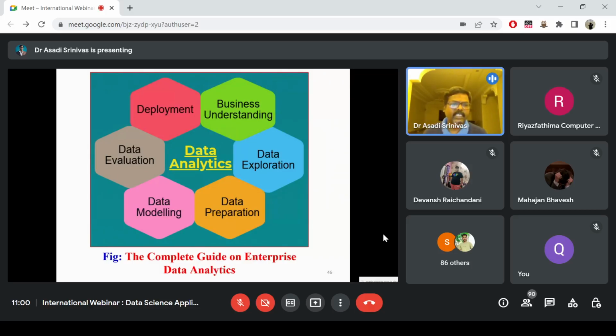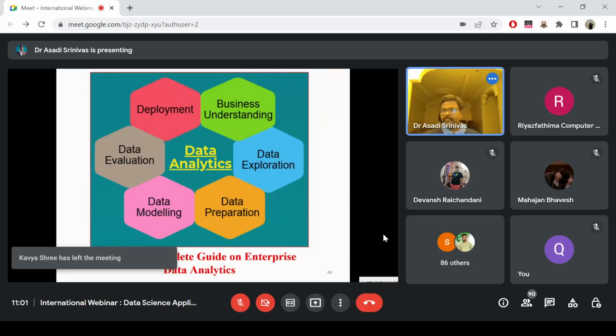Then we are classifying the data. That is called data exploration. Then, once we have data, we are pre-processing the data. Then we are applying tools and techniques and creating the model. Model is nothing but a simplified version of reality. And finally, we are doing data evaluation, and finally we are deploying. That is called the steps of data analytics.